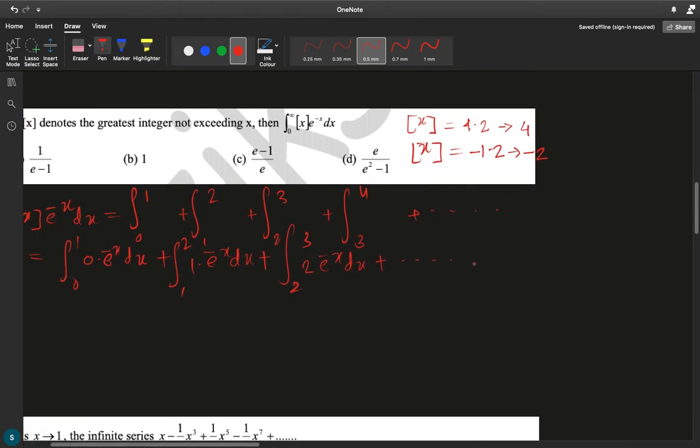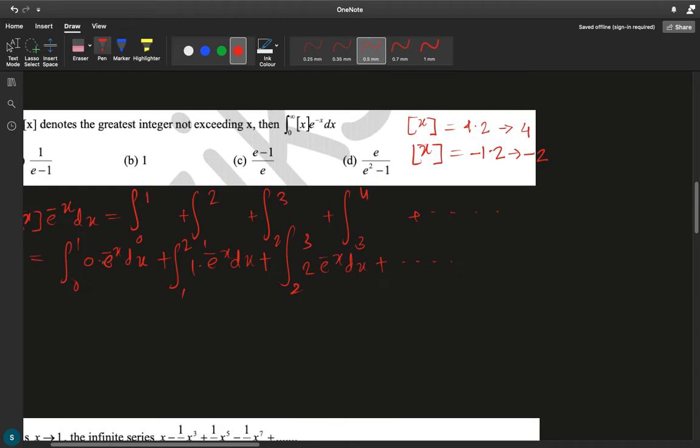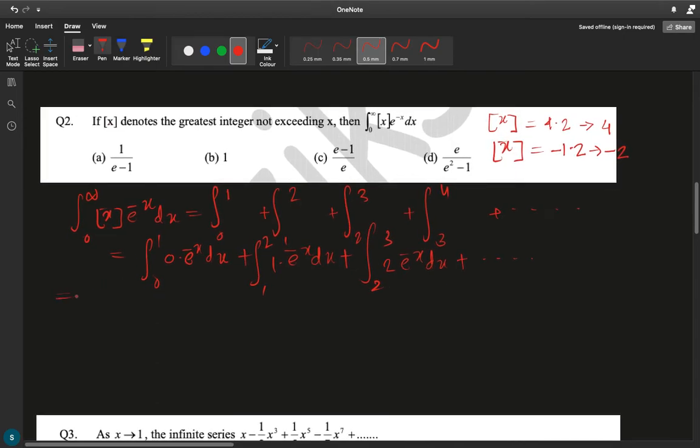Okay, so if we do the integration, we'll see that the first term is going to 0. The second term will be 1 times e to the power minus x, that means e to the power minus 2 minus e to the power minus 1, right? So we will write that in terms of upper limit minus lower limit: 1 times e to the power minus 2, the upper limit, minus e to the power minus 1. Okay, so this is the first integration.